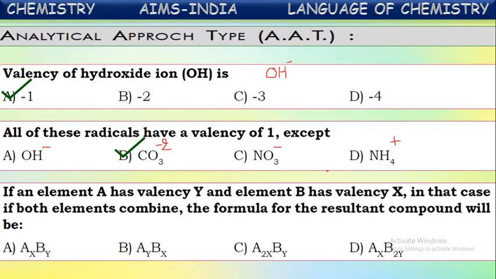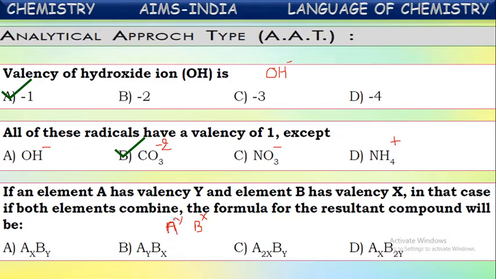Okay, next one. If an element A has valency Y and an element B has valency X, in that case, if both elements combine, the formula of the resultant compound will be. How can we write the compound formula? By using the crisscross method we can write. So here they have mentioned valency of element A is Y. So let us write it as this. And the valency of element B is X. So let us consider the first one is metal because in all the options also A is written first.